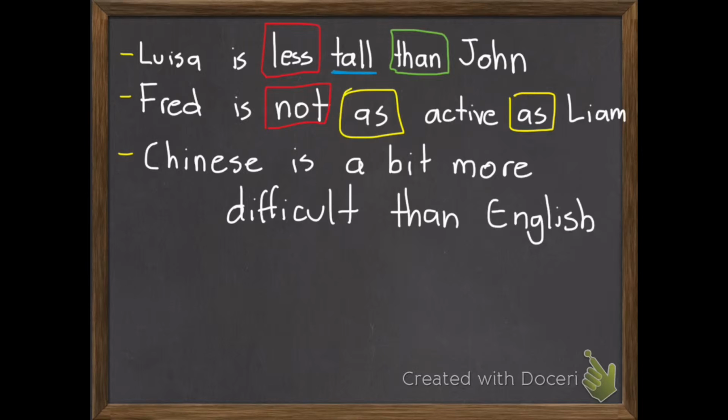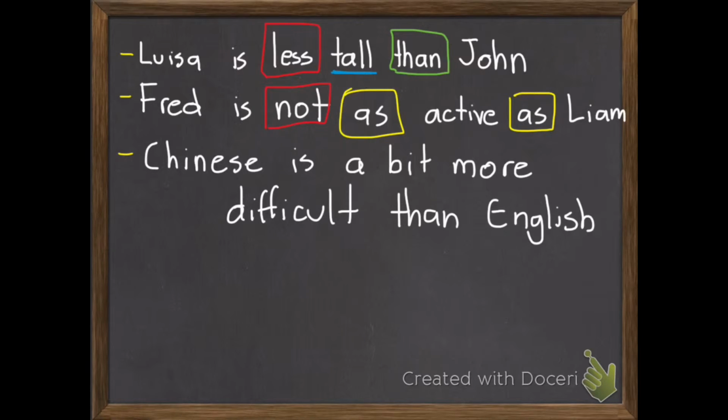Chinese is a bit more difficult than English. A bit means that in its scale, Chinese is more difficult than English, but not very difficult, not much more difficult than English. This is just an example, of course. Everyone can have their own opinion about how difficult Chinese can be compared to English.